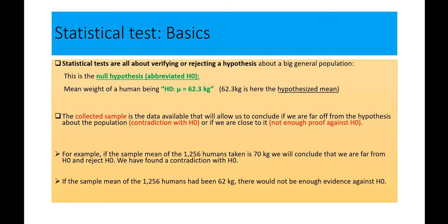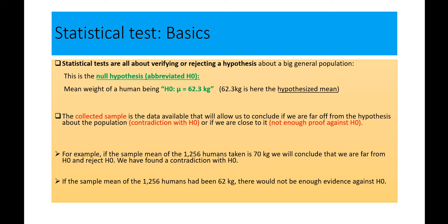In that case, if the mean, for example, of the sample that you have taken was 70 kilograms, so the mean of the 1,256 humans taken is 70 kilograms, you can conclude that we are far off from H0 and you would reject H0. You have found a contradiction with H0. So H0 is that the mean of the population mu, that is impossible to collect, is equal to 62.3 kilograms.